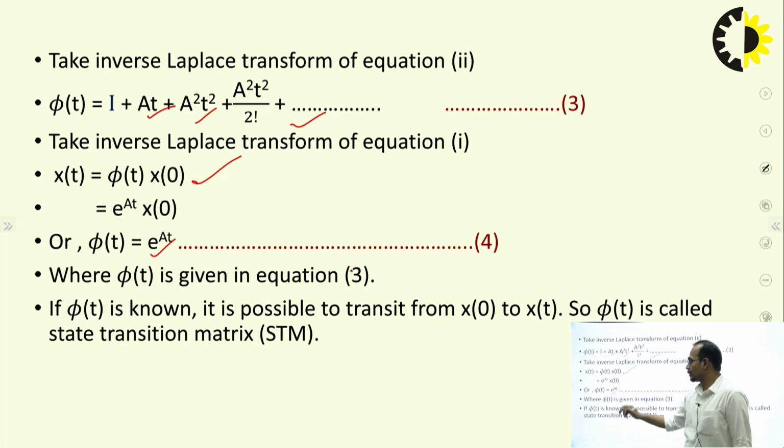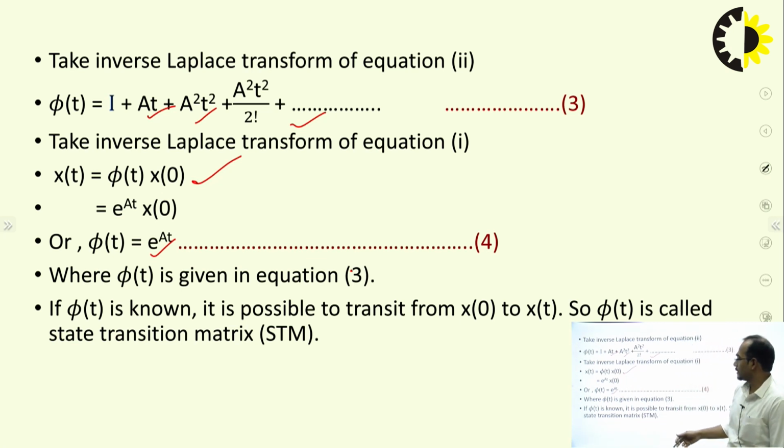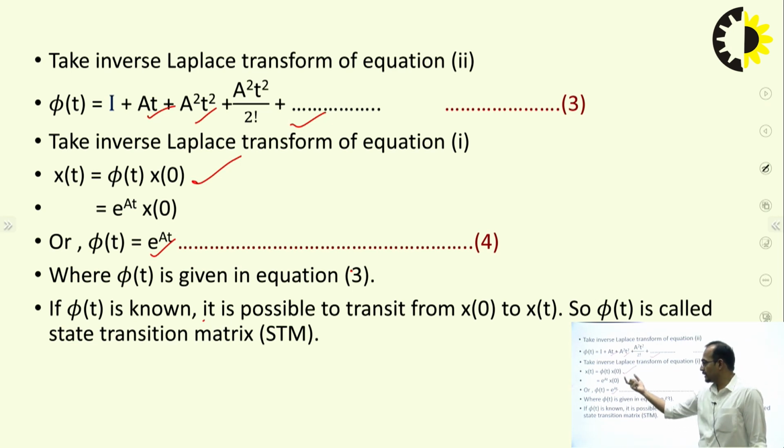So, phi t is equal to e raised to At, where phi t is defined as an exponential signal. If phi t is known, it is possible to transit from x0 to xt because phi t is the state transition matrix. So, if phi t is known, it means e raised to At is known, we can transit from x0 to xt.